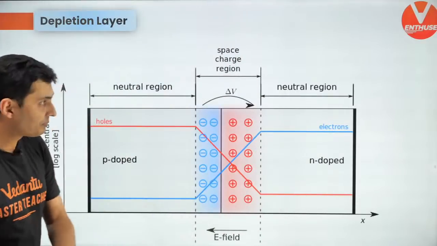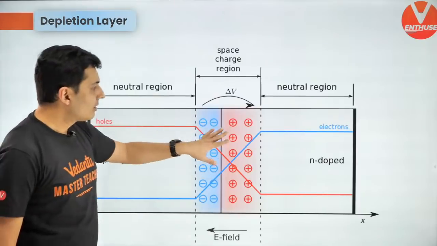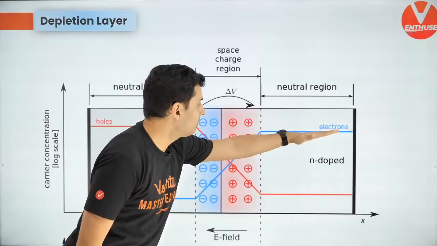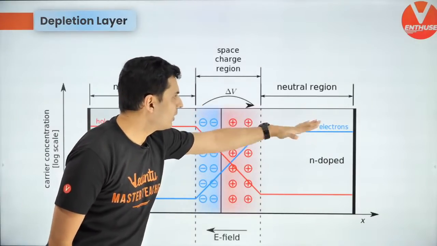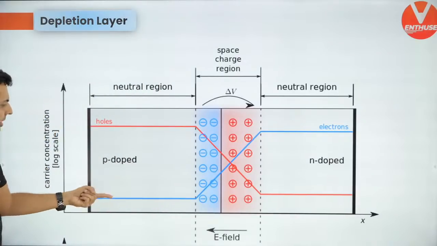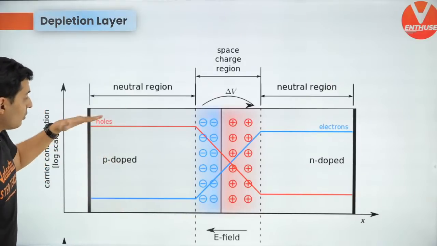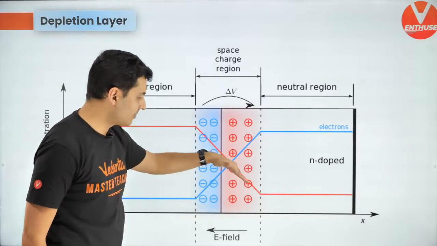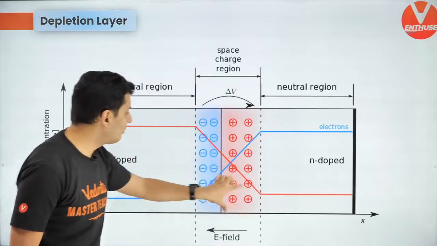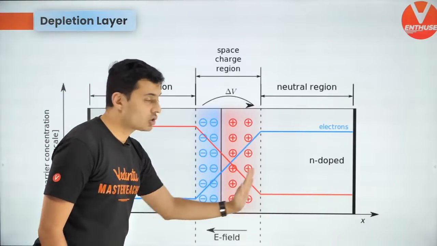If you look at the concentration of holes and electrons, once the diffusion happens, you will see the electrons from the n-type are plenty in number on the n side, but they slowly reduce, and in the p-type there is hardly any electrons. In the p side there are more holes, and the number of holes keeps on reducing, and obviously in the n side there are very few holes. This is called the depletion zone.